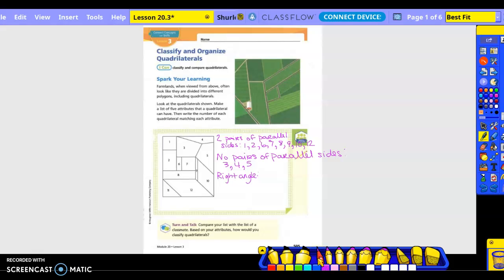Okay, so what has a right angle? 1, 2, 3, 4, 5. I don't see one on 5. 6, 7, 8, 9, 10, 11. We're not looking at 11 because it's not even a quadrilateral, right? And then what about 12? No. Okay, the right angles, 4 sides of equal length.